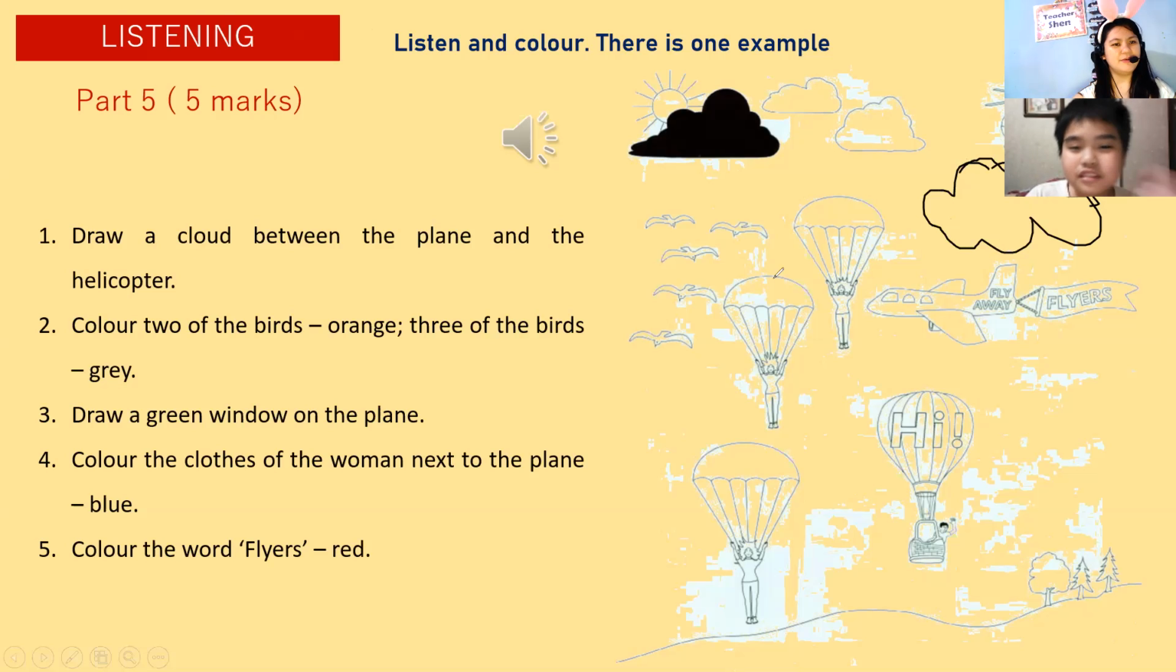Okay, for number 2, color 2 of the birds orange. 3 of the birds are gray. Wait, I'm going to change the color first. I'll color the first bird here orange. Yes. Okay. Now you're going to color the next bird. Wait, my turn. Okay. My turn. Okay. Now you're going to color.